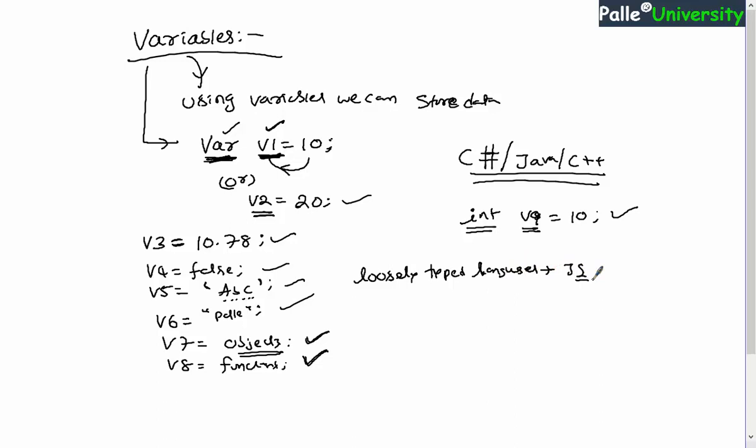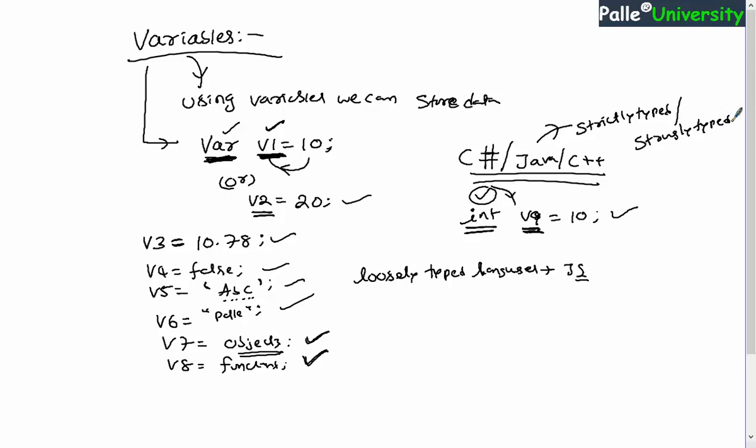So why are we calling JavaScript a loosely typed language? The reason is very simple. Variable declaration is allowed without specifying the underlying data type. But when it comes to C# or Java or C++, you cannot declare a variable without specifying the underlying data type. So the underlying data type is mandatory, right? That is the reason why C#, Java and C++ languages are usually called strictly typed languages, or even some people call them strongly typed languages.